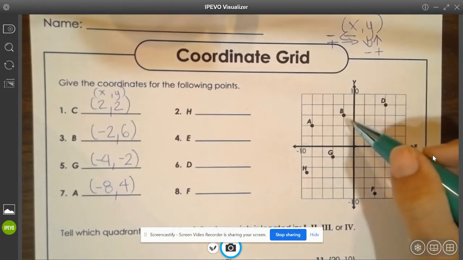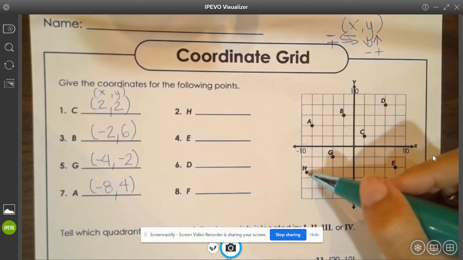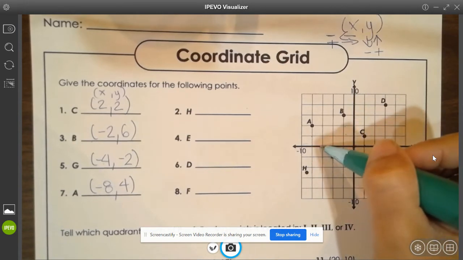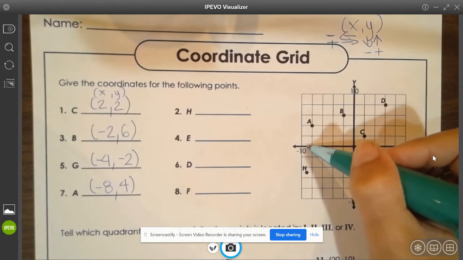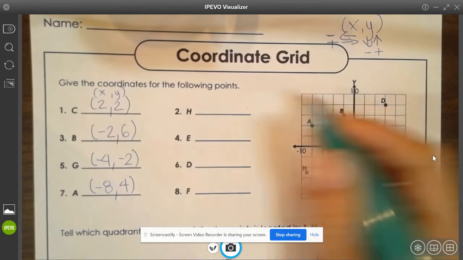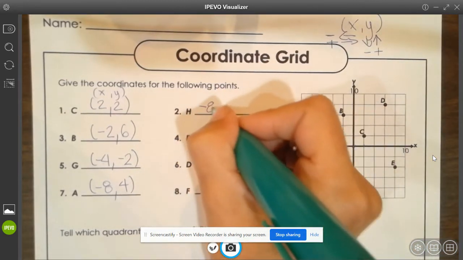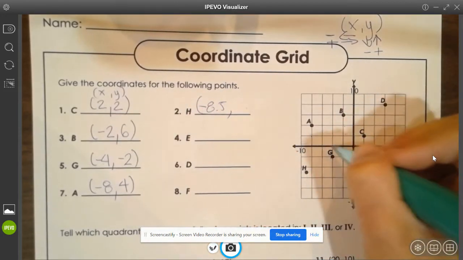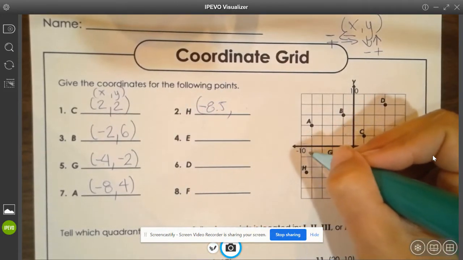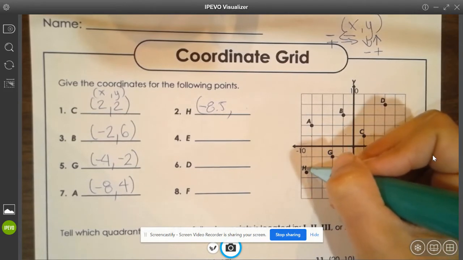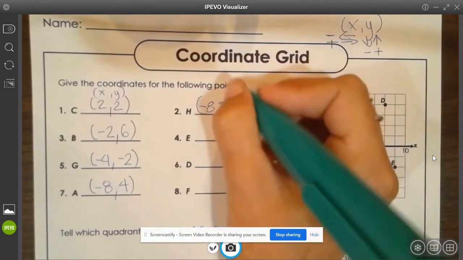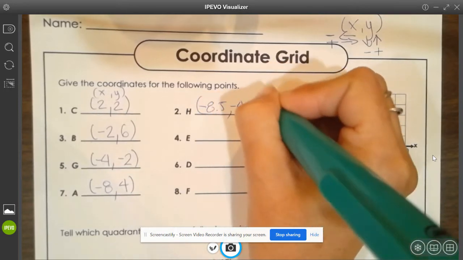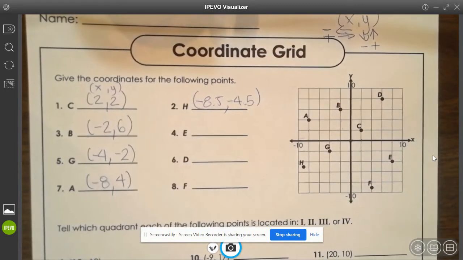All right, H. Let's see H. H is over here. Oh, it's right in the middle, so be careful here. So it's going to be 2, 4, 6, 8, so 8.5. So negative 8.5. And then your y, from here you're going to go 2, 4, 4.5 down, right? 4.5 down. All right, that was a hard one.